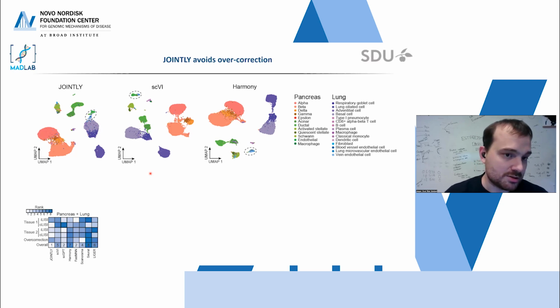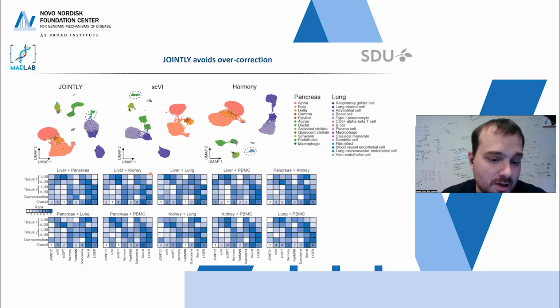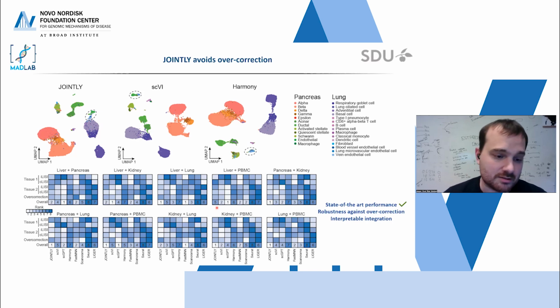And so that was, of course, one comparison of data sets, and we extended that by making all possible combinations of the 5 data sets that we had in our benchmark. And what we can see is that jointly ranks second or first in 9 out of these 10 combinations. The only one where we rank badly here is the liver and PBMC mixture, where we rank 5th. So in summary, I would say that jointly is overall pretty robust against overcorrection as well.